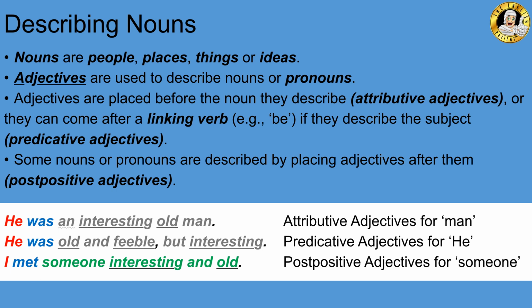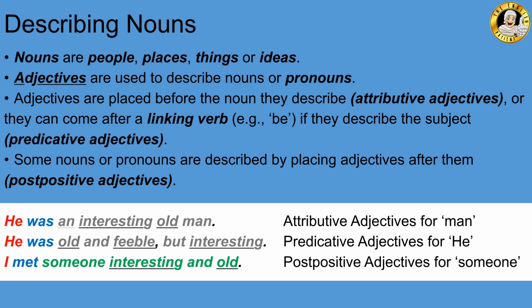For predicative adjectives, you've got "he was old and feeble, but interesting." So in this case, there is no noun phrase actually as a subject complement. This is simply an adjective. Old and feeble, but interesting. Well, we've got 3 adjectives. What are they describing? They are describing "he," as in the subject here. So these would then be predicative adjectives for "he."